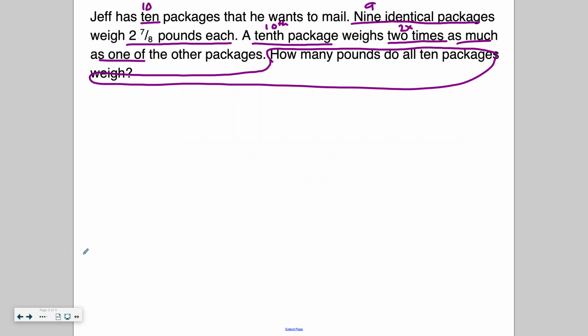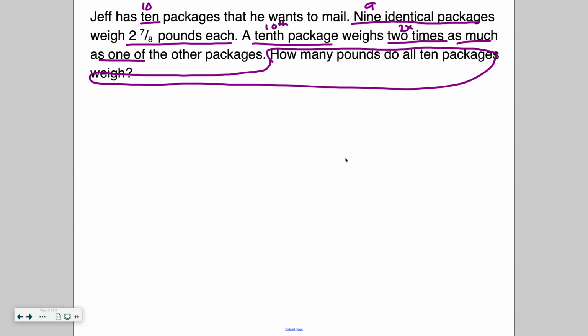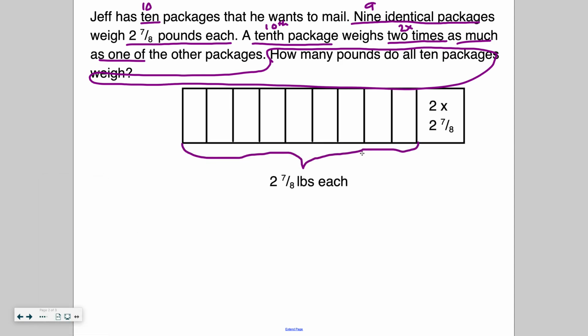How many pounds do all 10 packages weigh? So before I start to solve, I drew something before, just so you can see how a tape diagram can help you solve. So I have 1, 2, 3, 4, 5, 6, 7, 8, 9, 10, and I made these 9 the same size on purpose because it says they're 9 identical, and then there's one that weighs twice as much. So I made this box twice as much as these boxes because it weighs more. So it's 2 times this amount, and all these other ones are 2 7/8 pounds each.